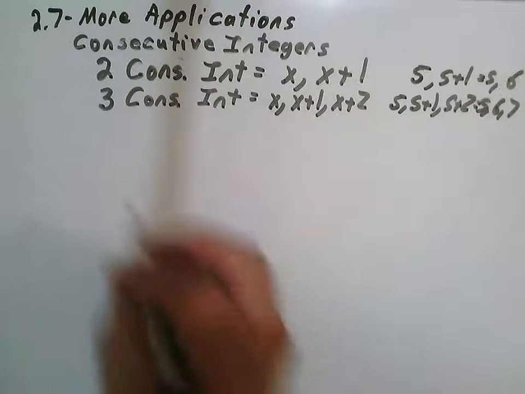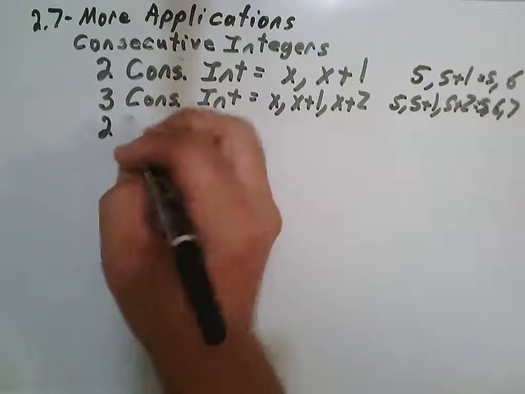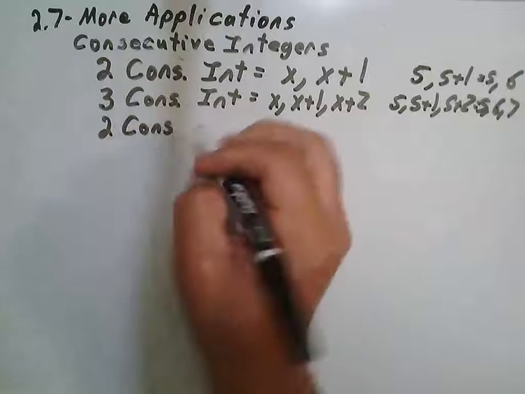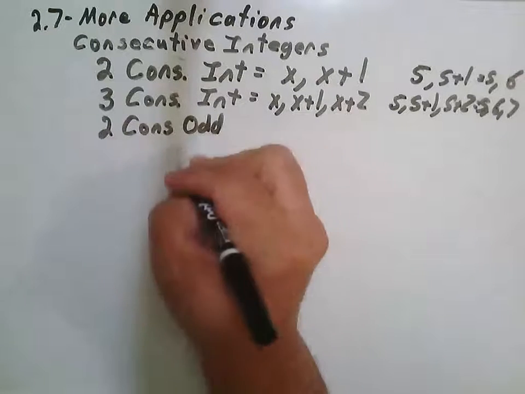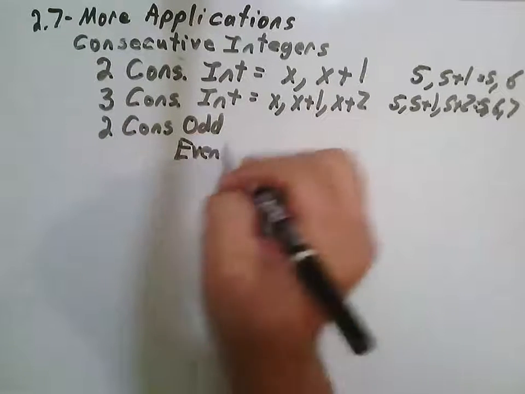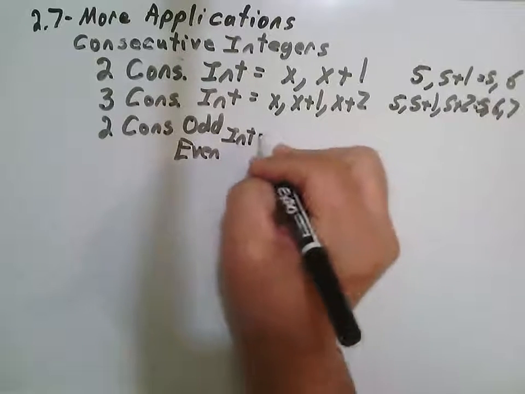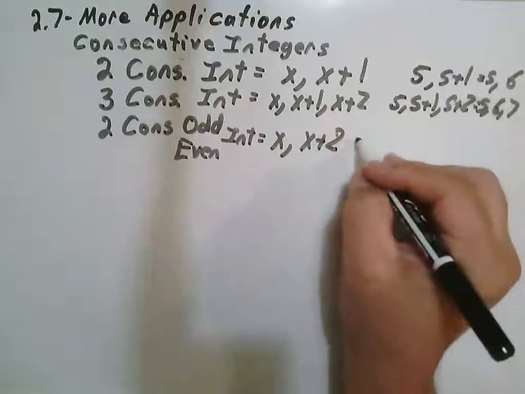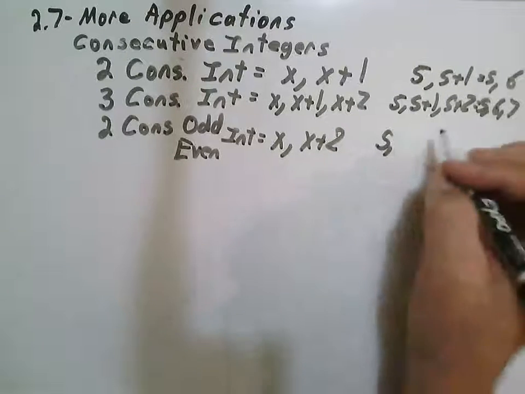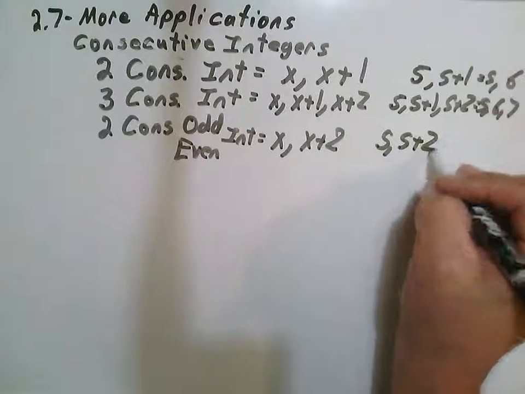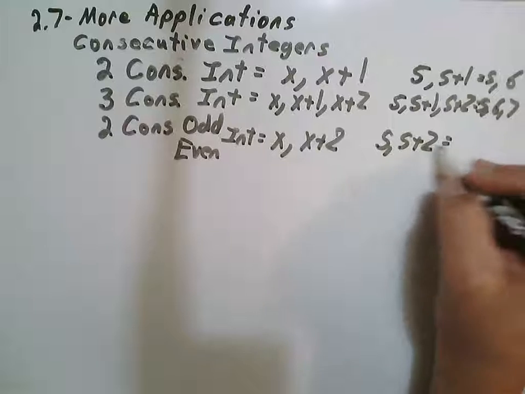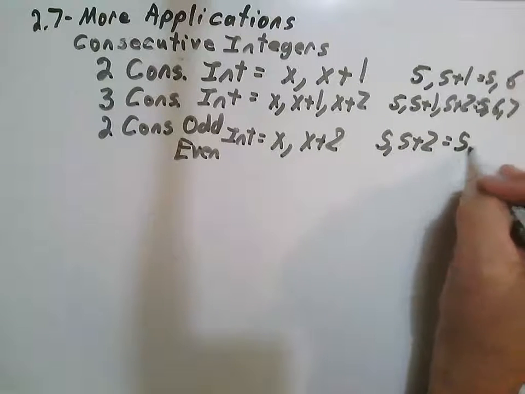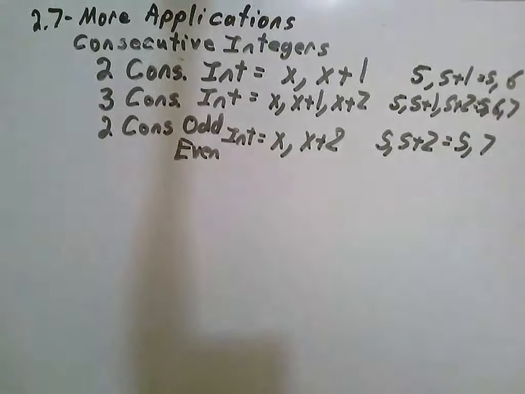Then my last one would be 2 consecutive odd or even integers. And those are x and x plus 2. So if I had 5, my next one would be 5 plus 2. So my two consecutive odd integers, because 5 is odd, would be 5 and 7.